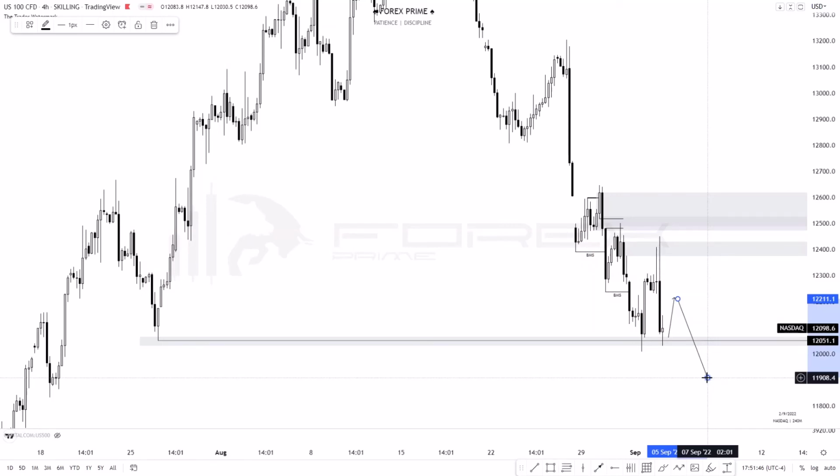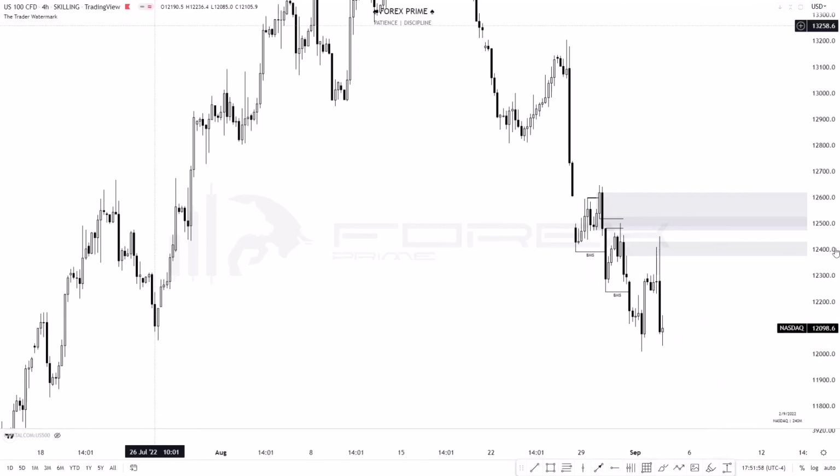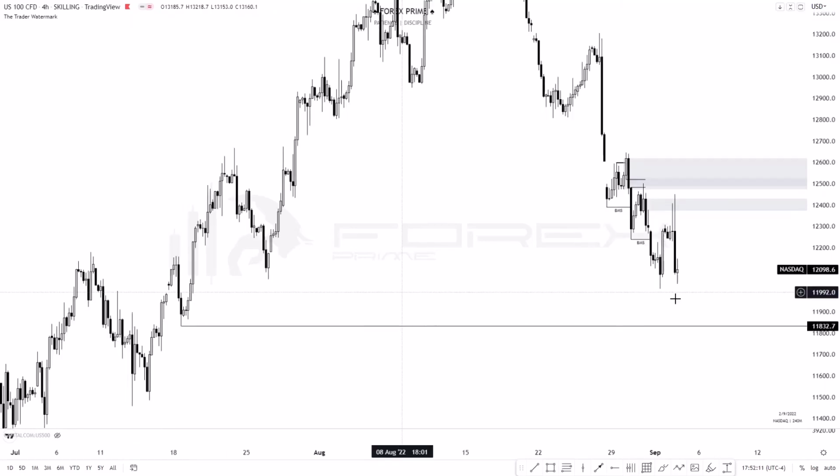So how much further down can we go? Let's take a look at what we have here on the left side. We might take out this low here. That will be the next area which I will be looking at for now.